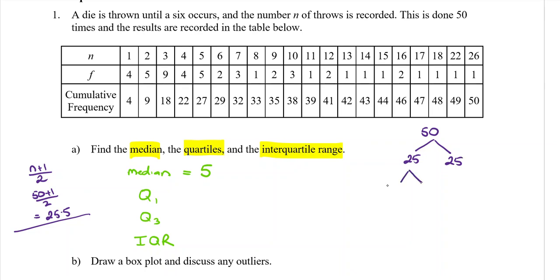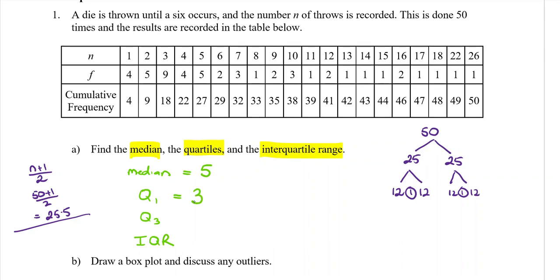So I'm going to have 12 there and 12 there. I'm looking for the 13th one in the middle on that side. And on this side, 12 and 12, and there'll be the one in the middle that I'm after. The 13th one from the lower end or the 13th one from the higher end. Okay, so let's go from the lower end. 4, 9, 13 is going to be in here. Yes, so that's Q1, a value of 3.